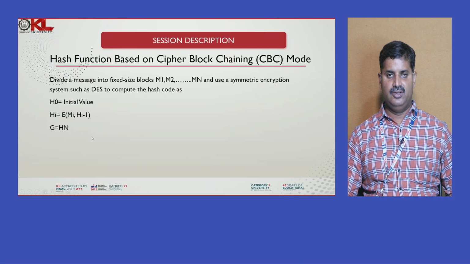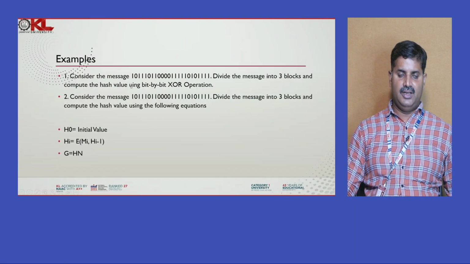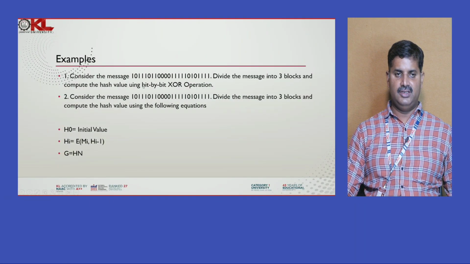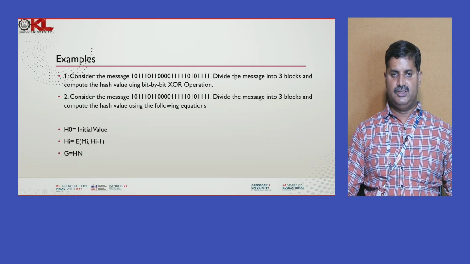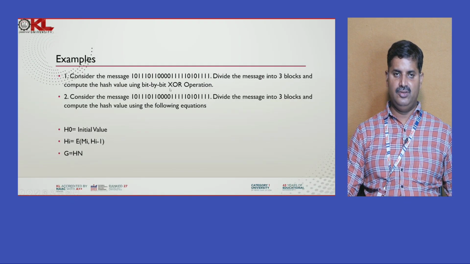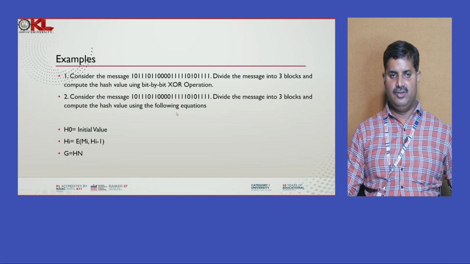These are examples of the hash 1 function and the hash 2 function. Consider a message of 16 bits, divide the message into 3 blocks, and compute the hash value bit by bit. Also consider a message, divide it into 3 blocks, and compute the hash value bit by bit.